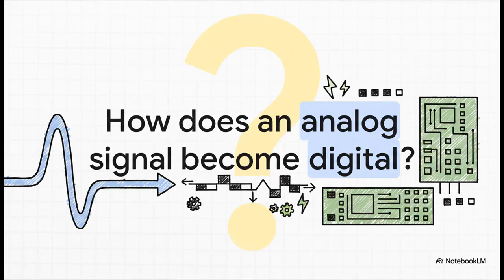So here's the big mystery, right? You've got this rich, smooth, continuous sound wave in the real world. And then you've got a computer, which at its core only gets two things, 1 and 0. How in the world do you bridge that gap? How does one become the other?